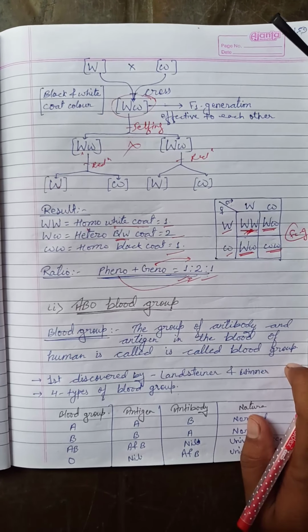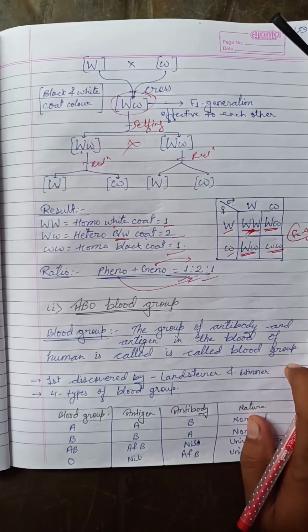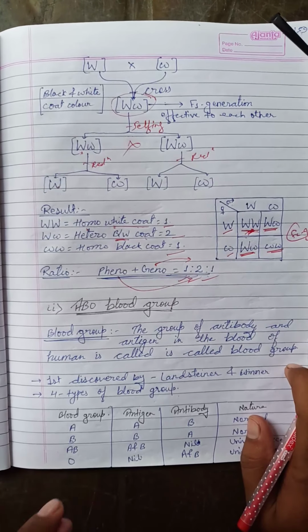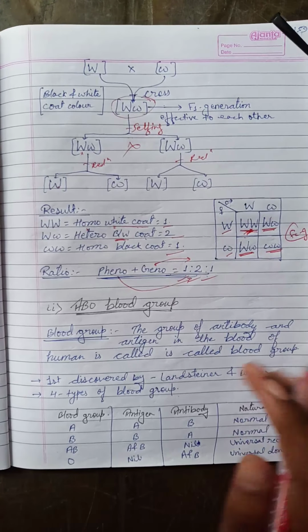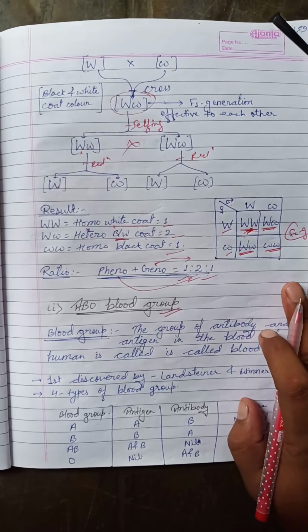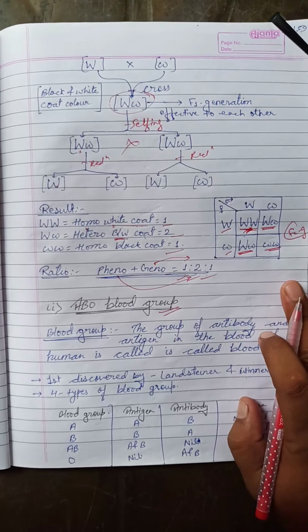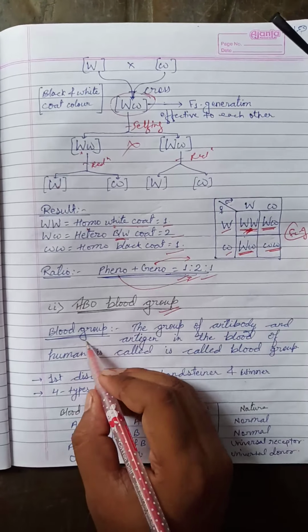Any doubt between codominance and incomplete dominance? No. Look at here the other example of codominance, that is the ABO blood group, which is found in humans. That is blood group A, blood group B, O, and AB. Most of these blood groups are found in humans. What is the blood group?